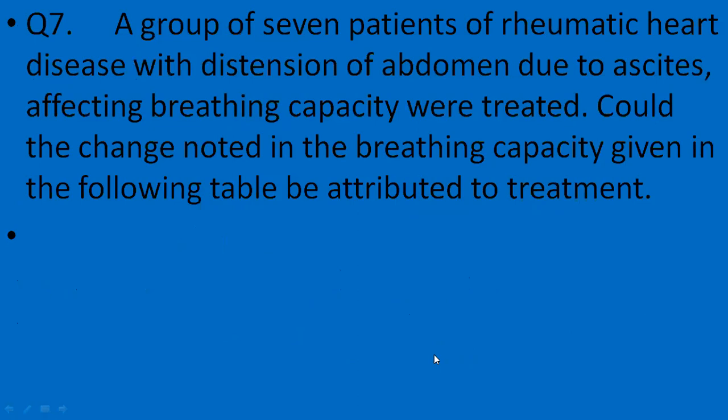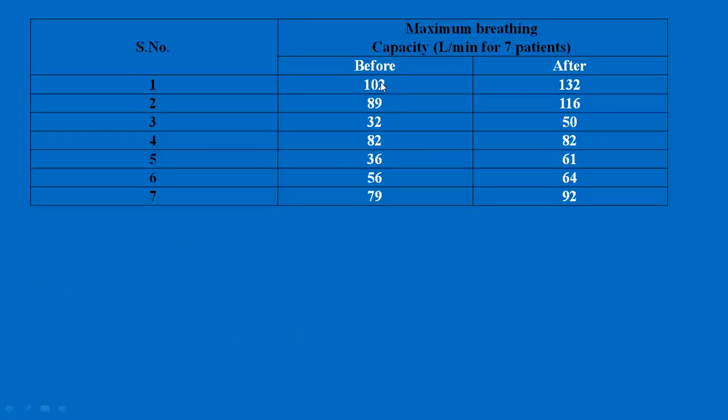Now come to an example of paired t-test. A group of 7 patients of rheumatic heart disease with distension of abdomen due to ascites affecting breathing capacity were calculated. So breathing capacity is a quantitative type of data. Could the change noted in the breathing capacity given in the following table be attributed to treatment? So this difference of breathing capacity before and after is in liters per minute. Before and after, is it same or different? We need to find out with the application of the t-test.